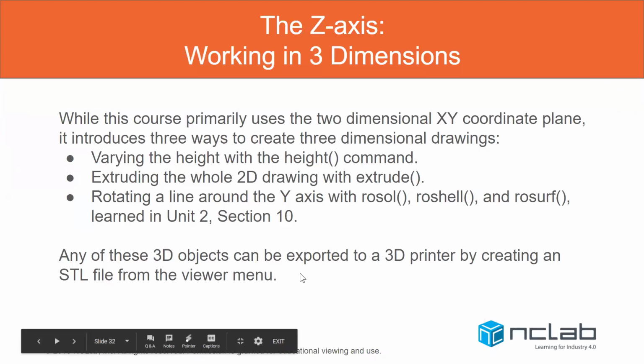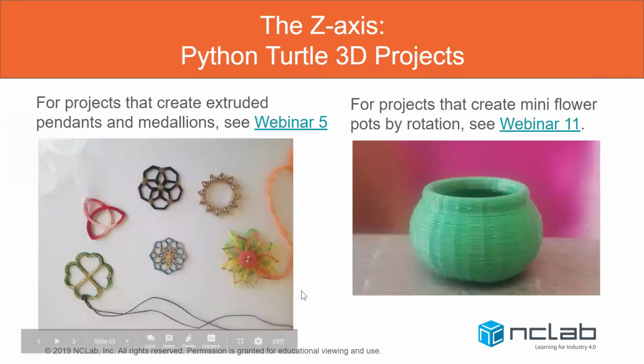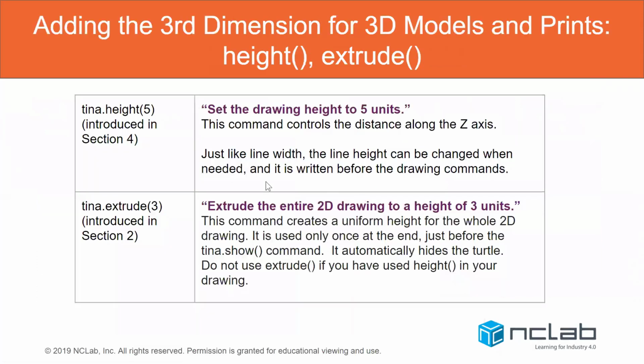Any 3D object, once you've made it 3D, you can export it to a 3D printer by creating an STL file from the viewer menu. And here's some examples. If you want to tie a project into Unit 1, you could use some of the information in Webinar 5 that was creating these medallions. And the one that created the rotational objects, that's Webinar 11, the flower pot. I just put those links in here for reference. Okay, so it's section 4, not section 3.